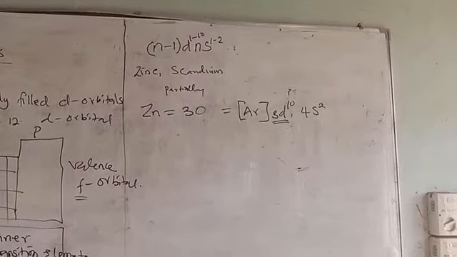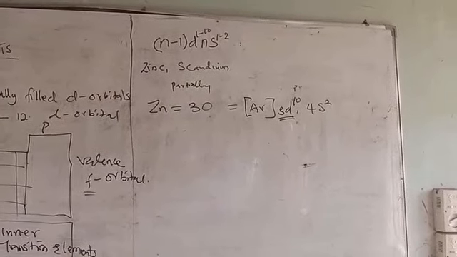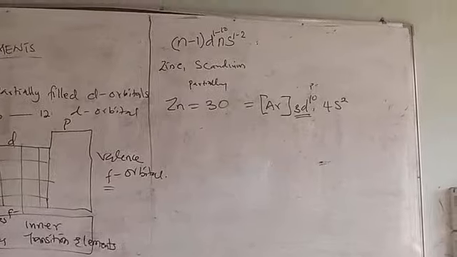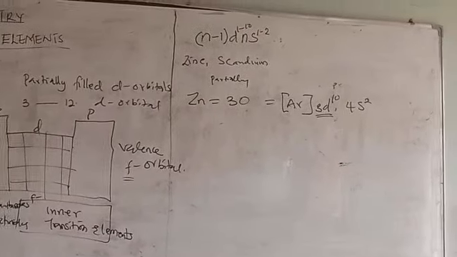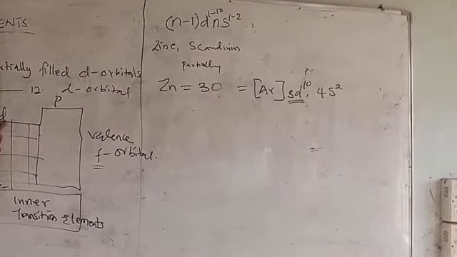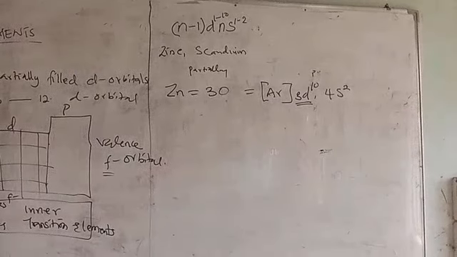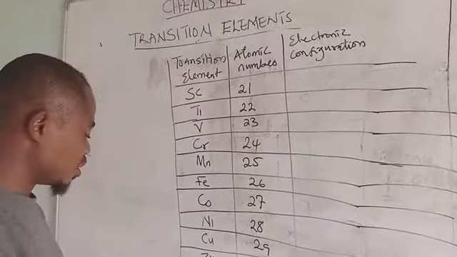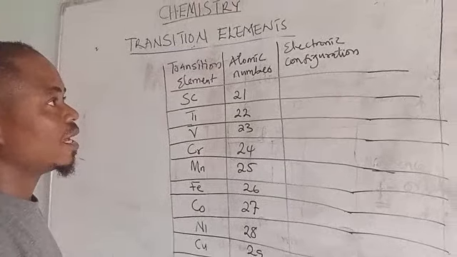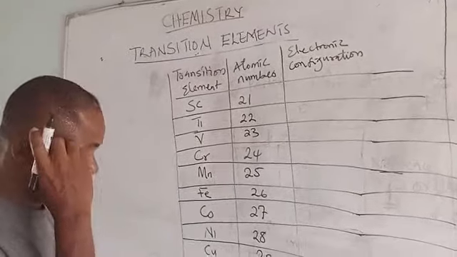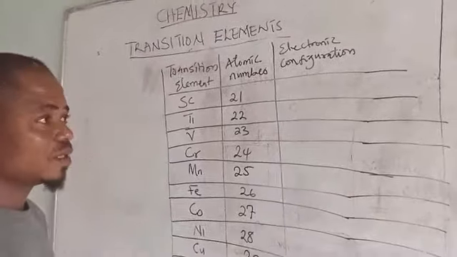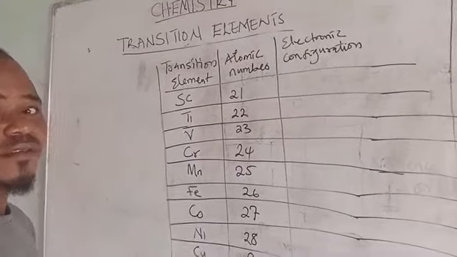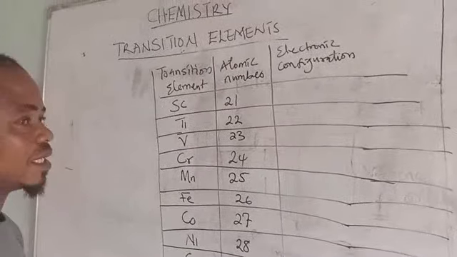Also, the same thing happens to what? Scandium. Now, let's look at the electronic configuration of some of these, the first two rows of the transition elements. Like we were saying, the electronic configuration of zinc, mercury, and cadmium shows that they do not have partially filled d orbitals.